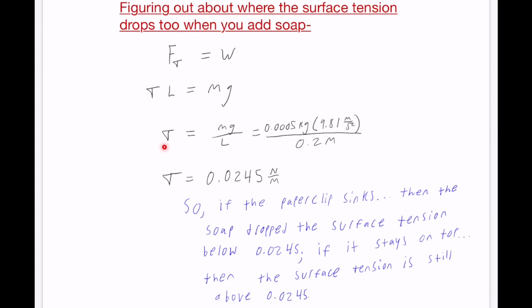We solve it for the surface tension and then we plug in the numbers and it comes out to be 0.0245 Newton per meter. So if the paperclip sinks, then the soap dropped the surface tension below 0.0245 Newton per meter. If it stays on top, then the surface tension is still above 0.0245 Newton per meter.